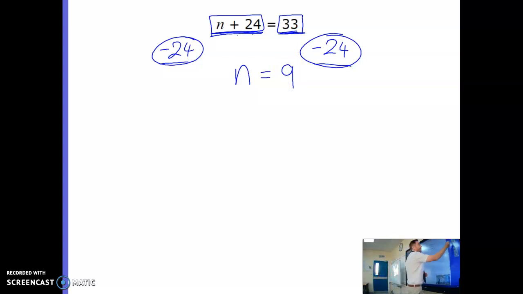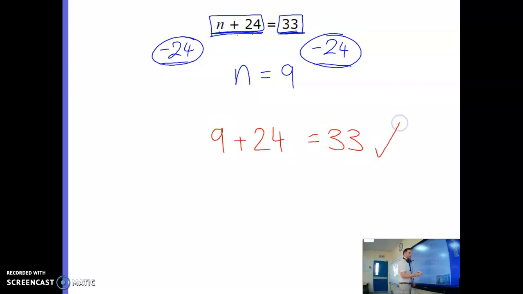And always with equations, you can tell if you've got them right because you can check. So if we're saying that n is 9, let's put it back in here. What is 9 plus 24? Does it equal 33? Yes, it does. Happy days. We got it right. So these concepts of balancing, doing the same to both sides, are really important.